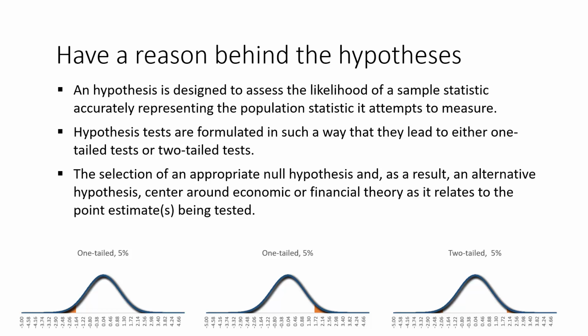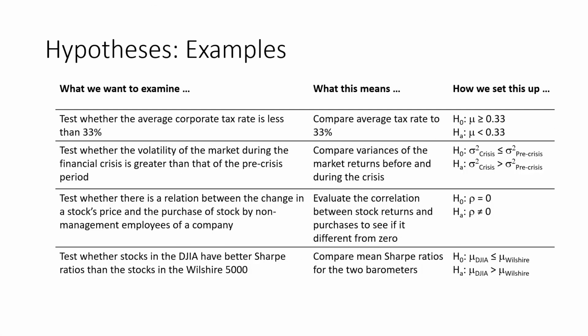That is, if there's something in the economic or financial theory we're testing that hints at larger than, less than, greater than, or fewer than, then we have a one-sided alternative. If the question is simply asking whether something is equal to something, it's two-sided. So the problem is going to dictate the alternative. Here are some examples. Test whether the average corporate tax rate is less than 33%. When you see those words, less than 33%, you know it's a one-sided alternative, less than 0.33. Therefore the rejection area will be on the left-hand side.